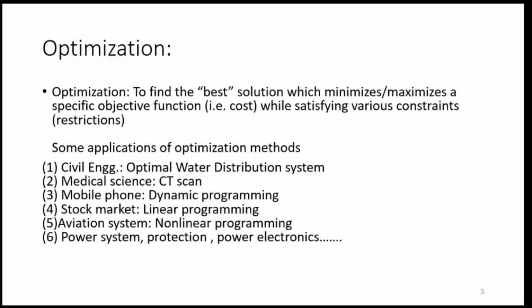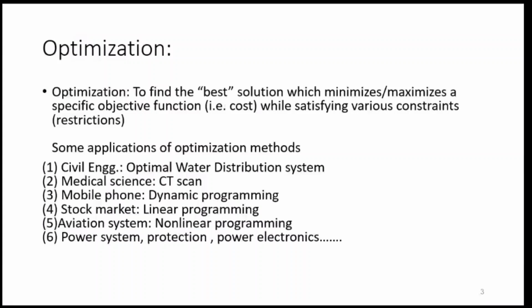Similarly, in medical science, in CT scan, it is used. In mobile phone, dynamic programming is used. In stock market, linear programming is used. Then in aviation systems, non-linear programming is used. In the case of electrical systems, power systems, protection systems, power electronics. So I have listed only some applications of optimization.